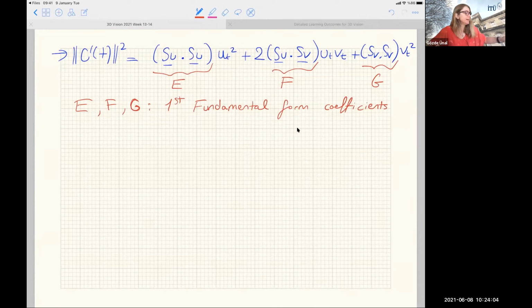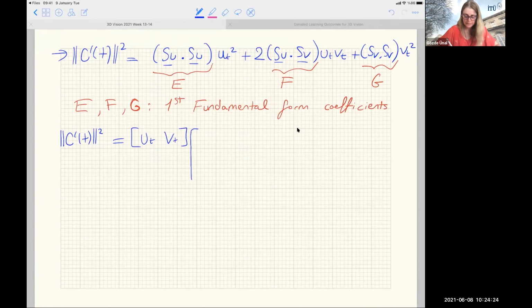So let's now rewrite this magnitude squared, C prime of t squared. It will be equal to, I'm just rewriting U prime of t, V prime of t. What is important for me is this matrix: S sub U dot S sub U, S sub U dot S sub V, which is the same of course, and S sub V dot S sub V. This is the first fundamental form, this matrix here in the middle.